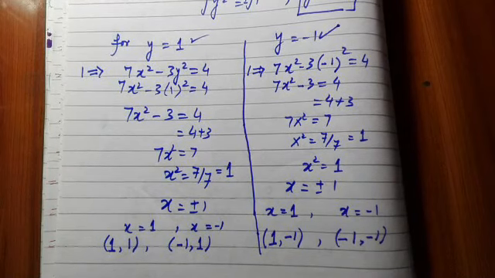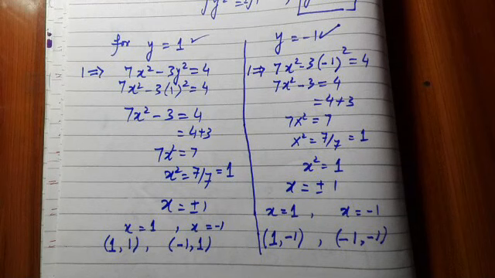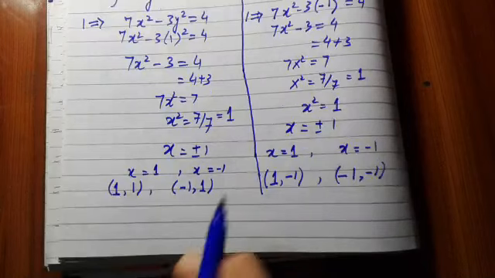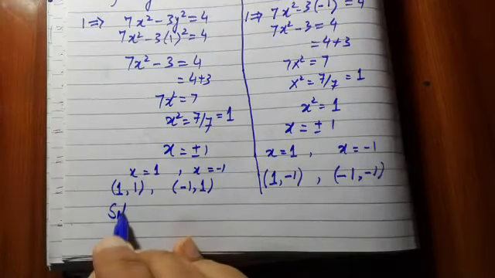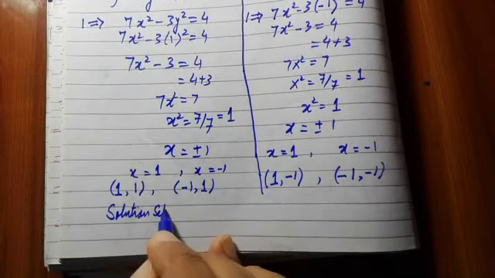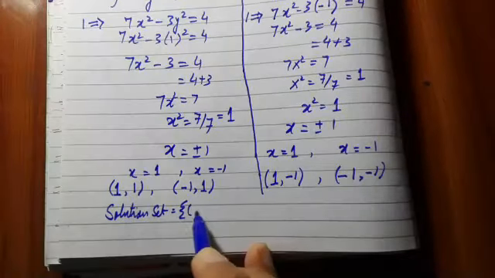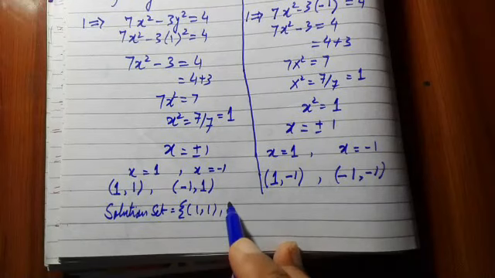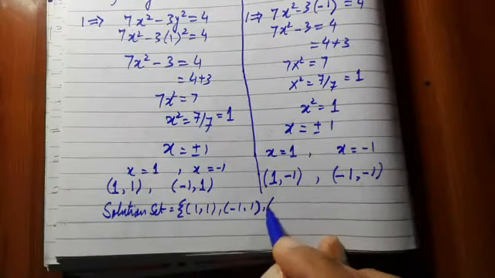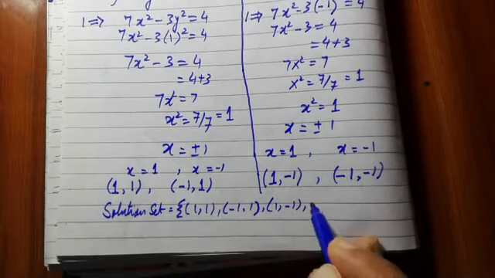So you have gotten 4 pairs in this part. 4 values of x are the solution of this equation. So you can write it in 2 ways. First one is this, that you simply put all these pairs into the solution set in the form of ordered pairs: 1 comma 1, -1 comma 1, 1 comma -1, and -1 comma -1.